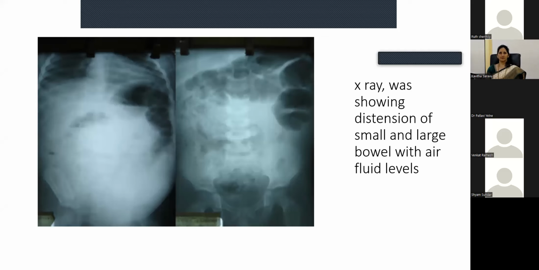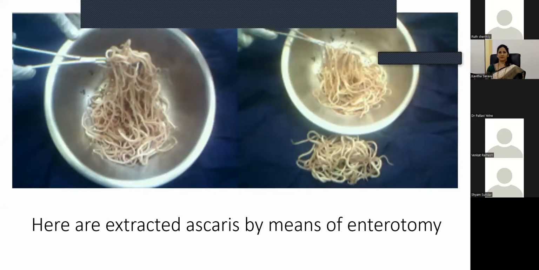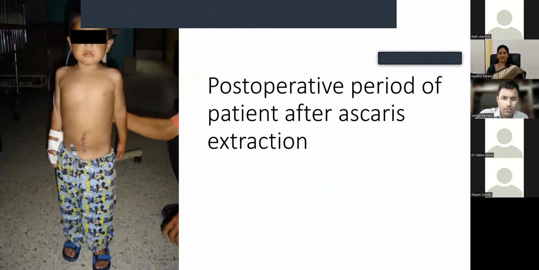And this was the X-ray, which was showing distension of the small and the large bowel with air fluid levels. Okay, so with the acute abdomen, the patient was taken to the OT, and enterotomy was done. So here you can see extracted Ascaris by means of enterotomy. In the post-operative period, the child looks normal.